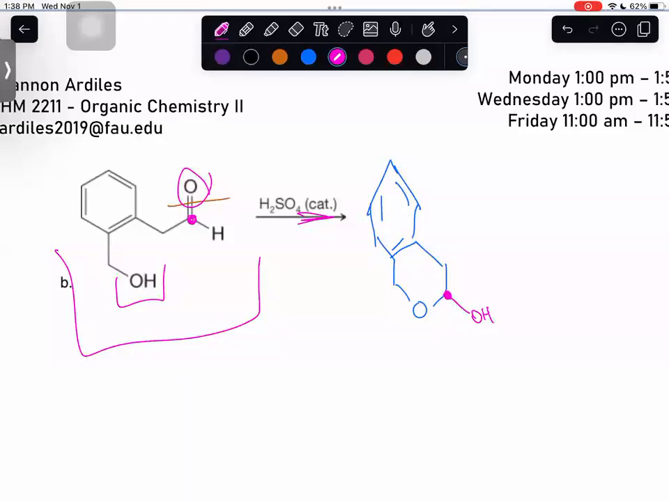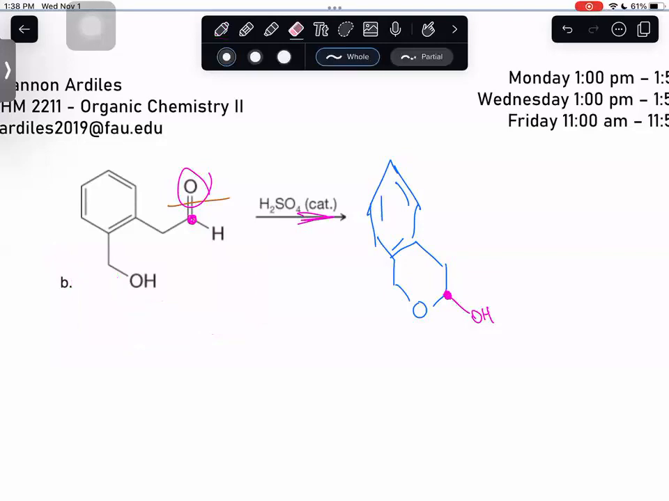Do you guys want me to show you the mechanism? Okay, let's do the full one and the short one, both of them. If you don't want to look at the full one, just look down at your iPad.